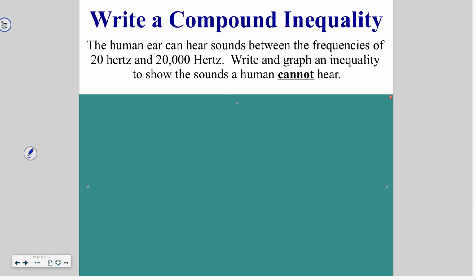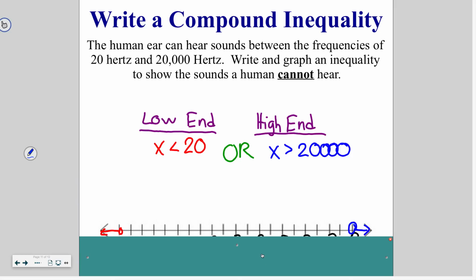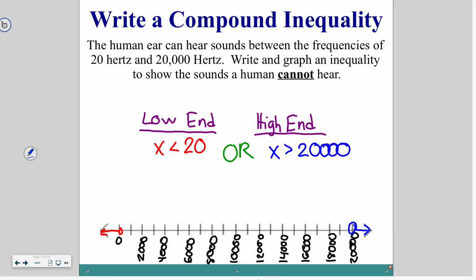Go ahead and try this one on your own, paying careful attention that you are looking for what sounds humans cannot hear. So, when we are looking at this, when we want the things that they can't hear, that's anything below 20, so x is lower than 20, and what they can't hear on the higher end is greater than 20,000. That is an or situation, because we are looking for what they can't hear. The and part is in between, which is what they can hear. I renumbered going by 1,000, putting that 0 down at the end. If you renumbered differently, that is totally fine.